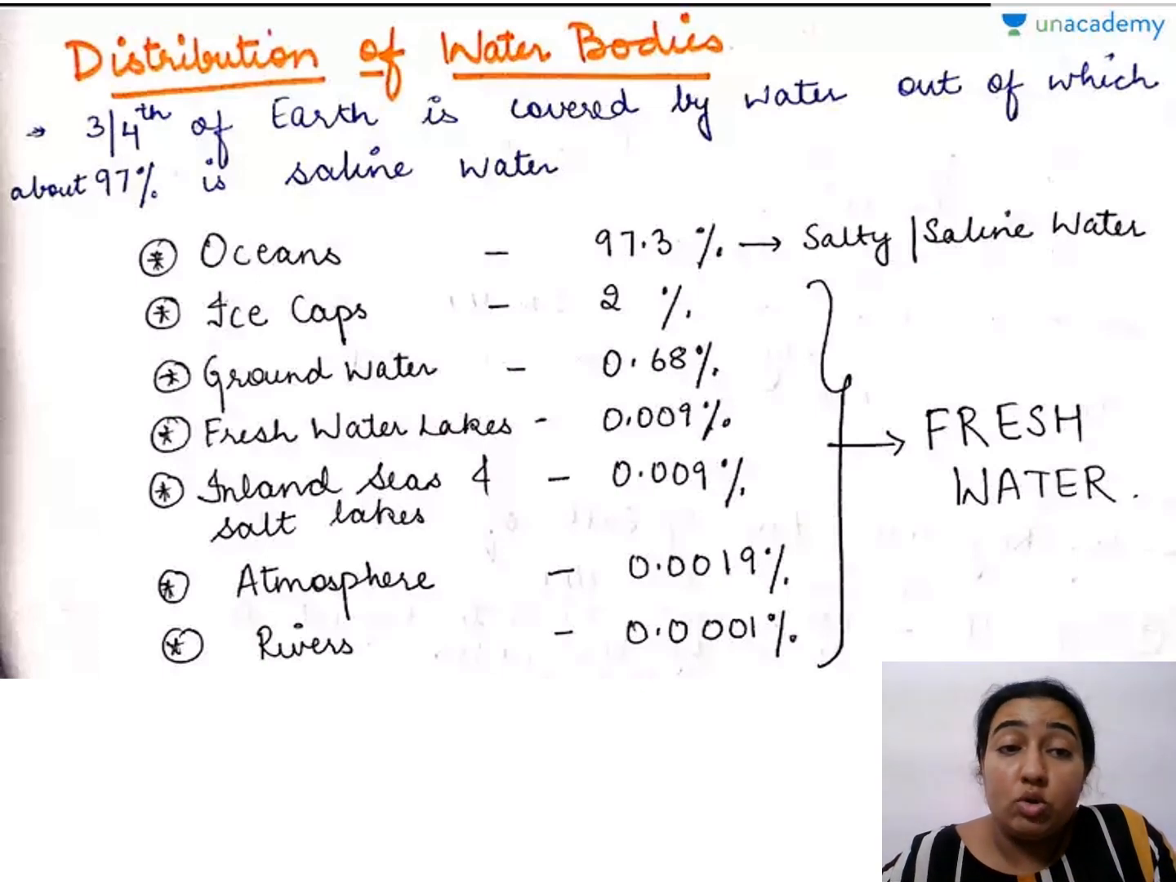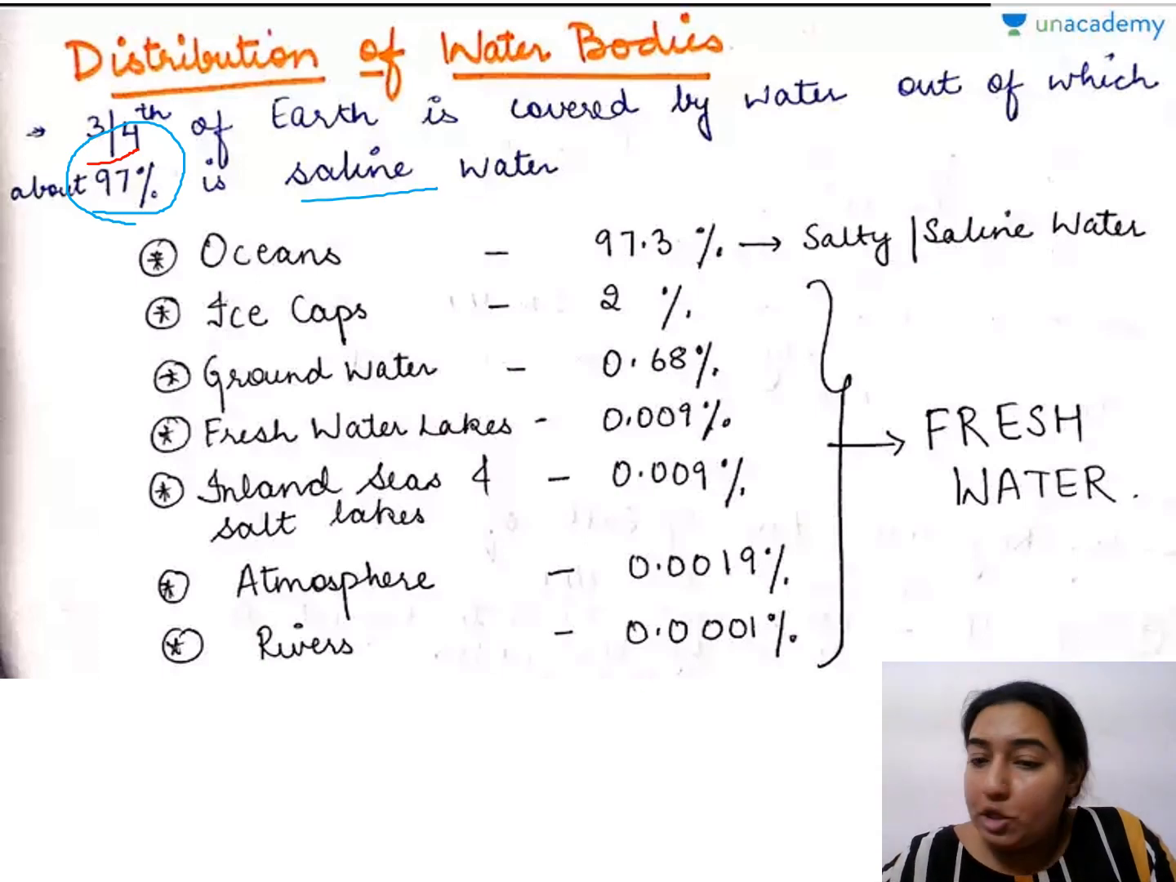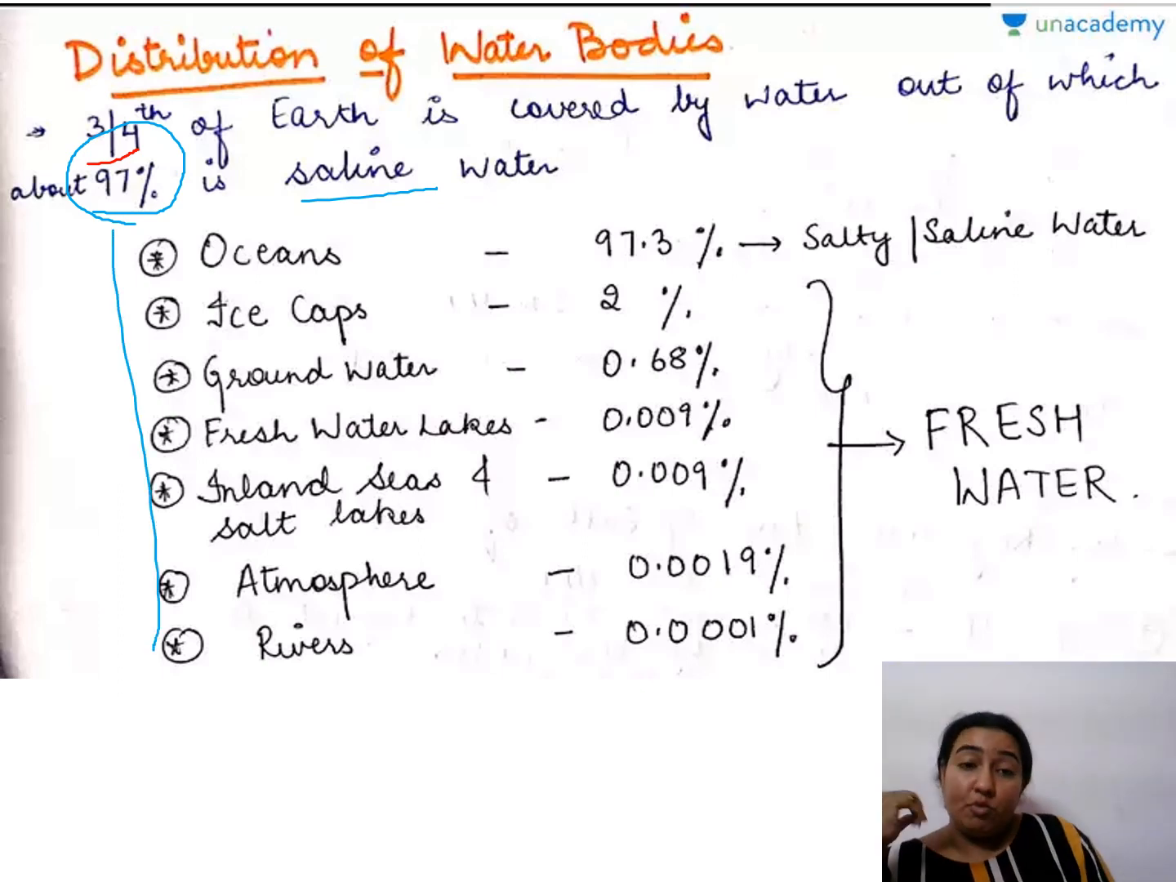Now 3/4 of the earth is covered by water, out of which about 97% is saline water. That means it is very salty. It is not for human consumption. Now these are the distribution of water bodies. Let's see how these are distributed.